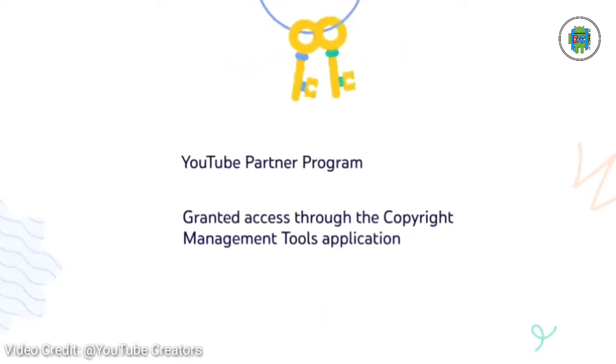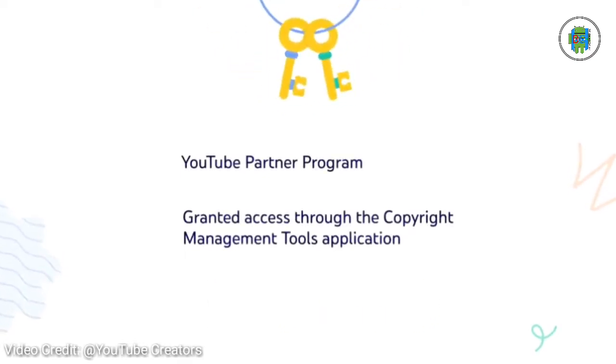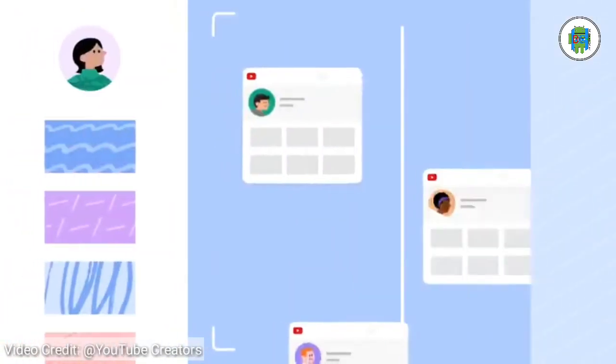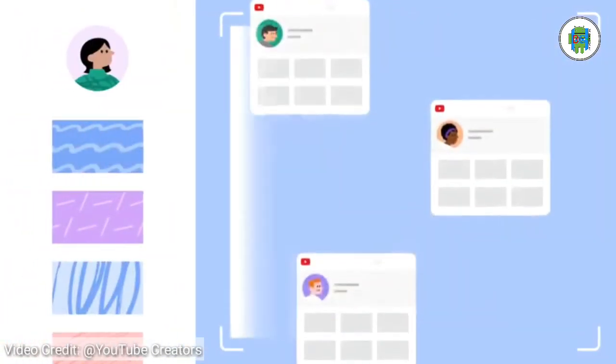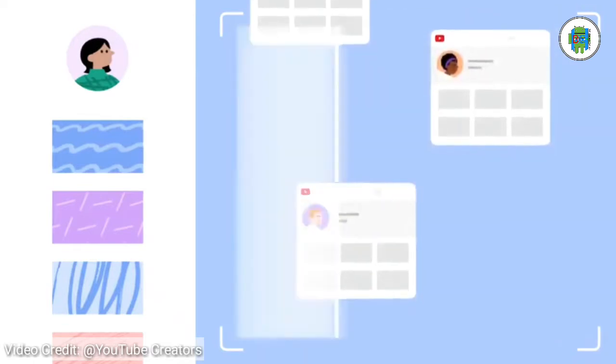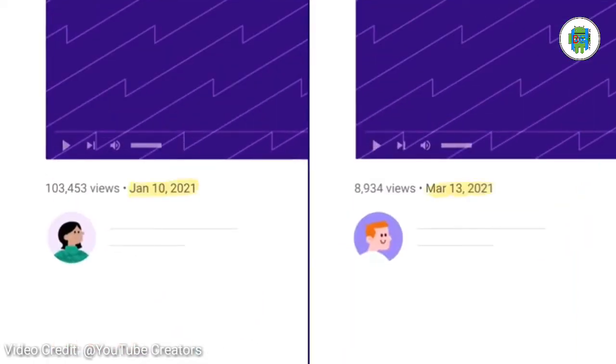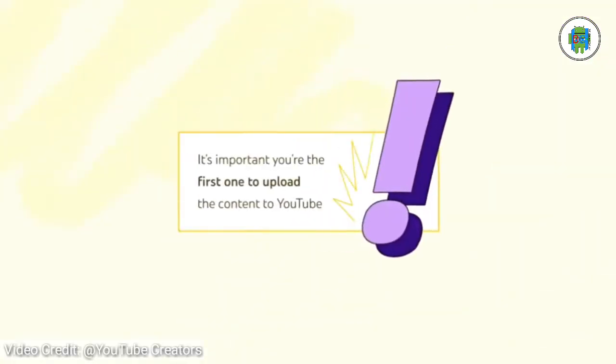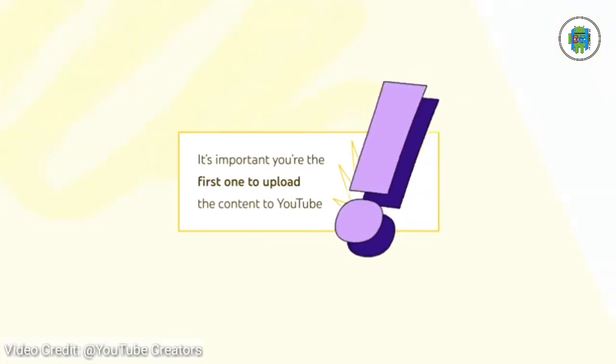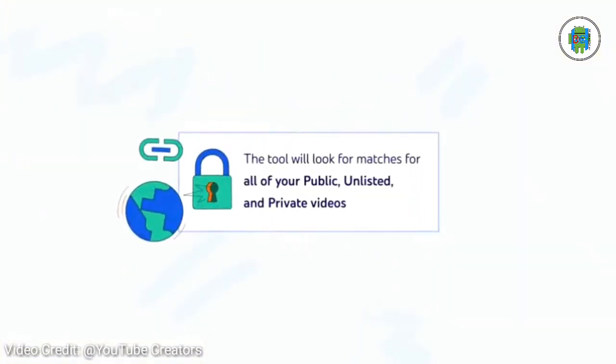If you're in the YouTube Partner Program or were granted access through the Copyright Management Tools application, the Copyright Match tool will scan for full re-uploads of all your videos on other YouTube channels. Generally, the tool uses the earliest upload date as a way to know which user to show matches to, so it's important you're the first one to upload the content to YouTube. Note that the tool will look for matches for all of your public, unlisted, and private videos.